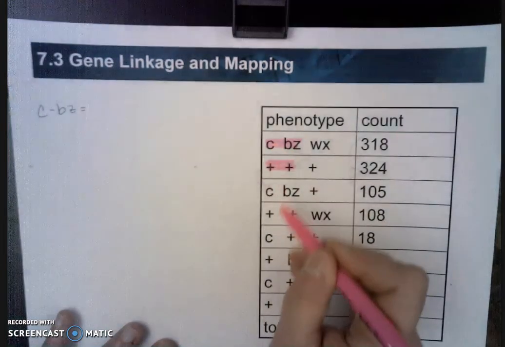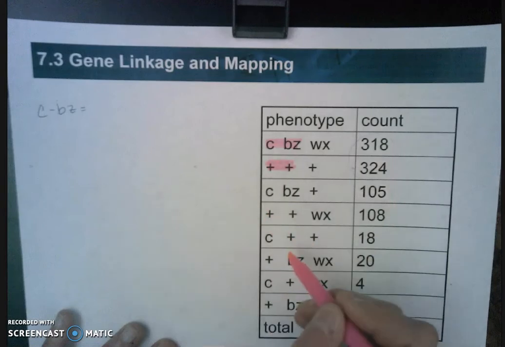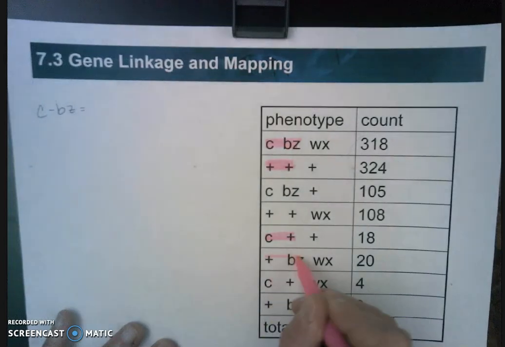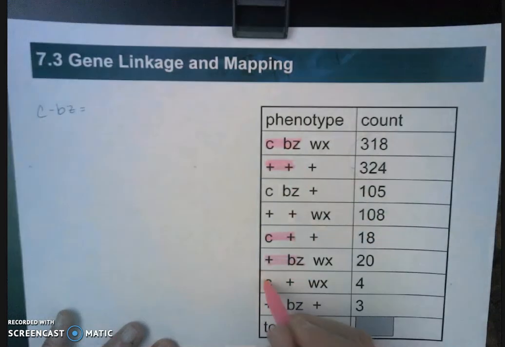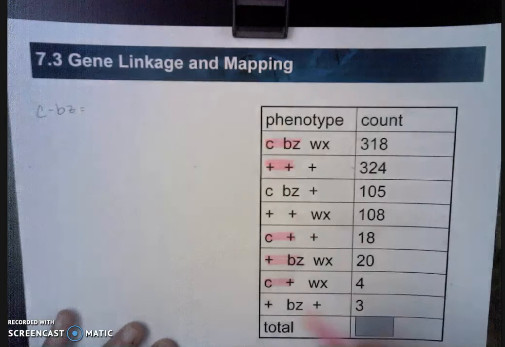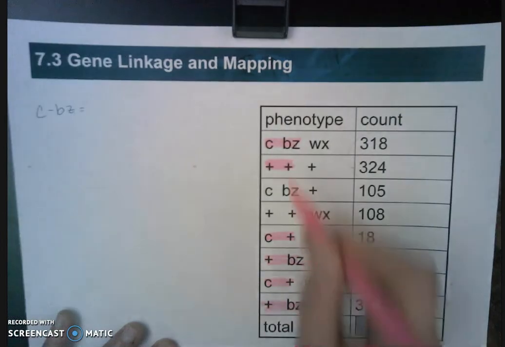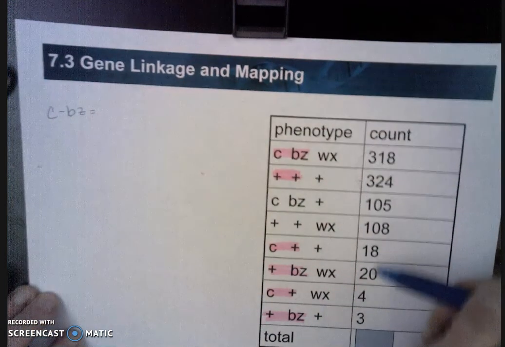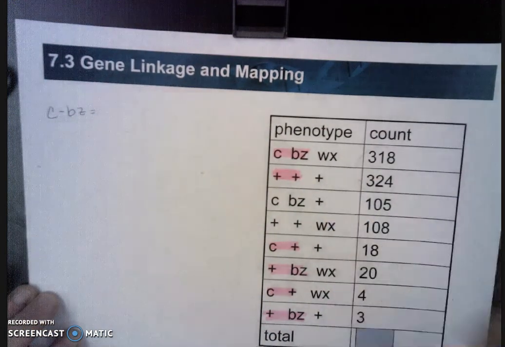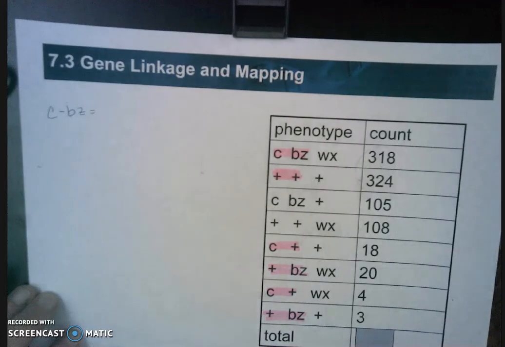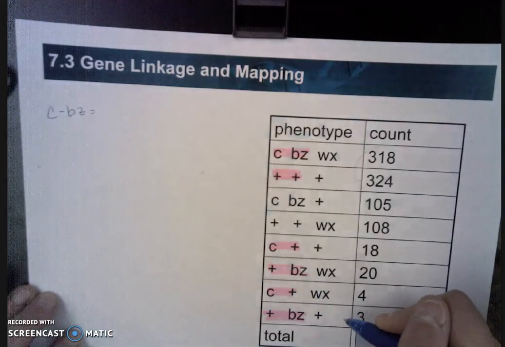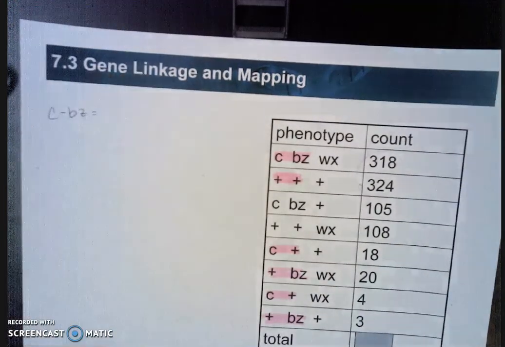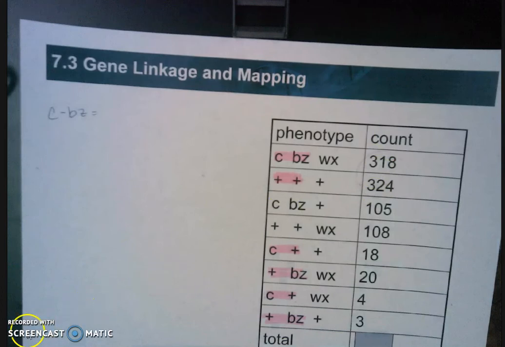So I have CBZ, and I've got a plus plus here. I have a C plus. This does not match what I have. A plus BZ does not match what I have. A C plus does not match, and neither does a plus BZ. Okay, so now I'm going to take a look at these individuals that do not match what my original parents were, and I am going to add them up. Okay, I'm going to pause this while I do this because I'm running out of time.